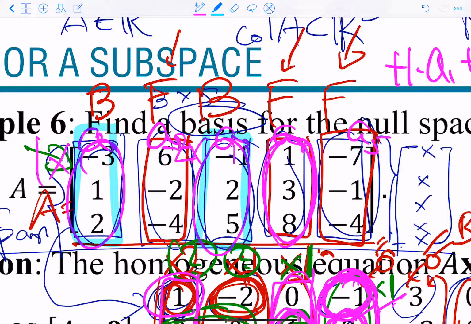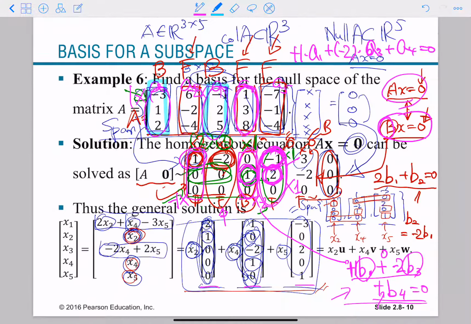So we have 5 columns in total in this matrix. In an m by n matrix, we have n columns. This is obvious, right? So among n columns, each column will be either a free or a basic variable, right? And then the number of basic variables is the dimension of the column space, and the number of free variables is the dimension of the null space, right?